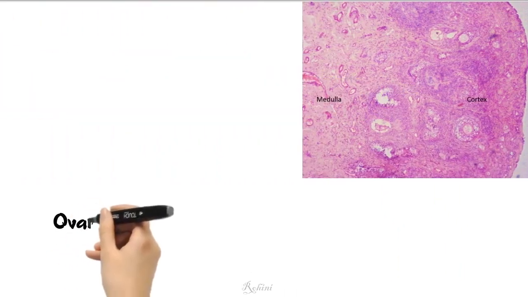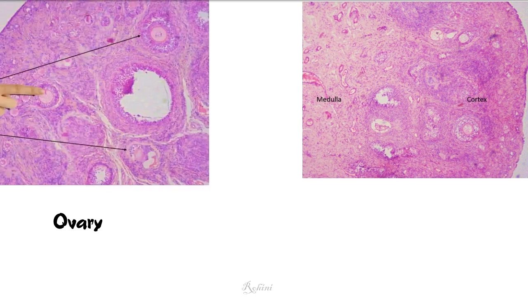In the slide of ovary we can clearly see the outer germinal epithelium composed of cuboidal cells, the cortex and the inner medulla with the connective tissue and blood vessels.